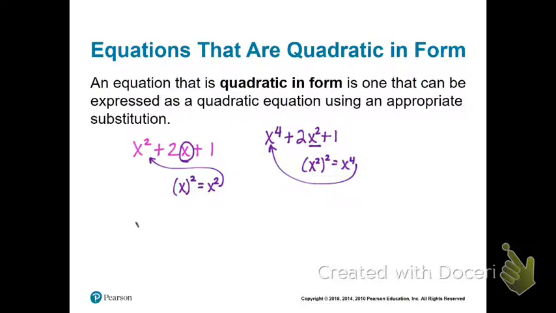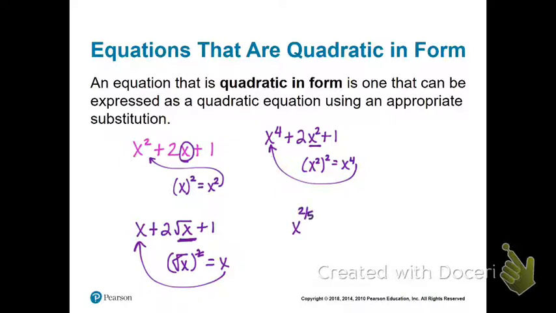I could take x plus 2 square root of x plus 1. Okay? If I take that middle variable right there, so the square root of x, and I square it, remember square root and square cancel. I get x, which is the leading term. Or if I even had, let's say, some exponents here, I put a 2 back in there.